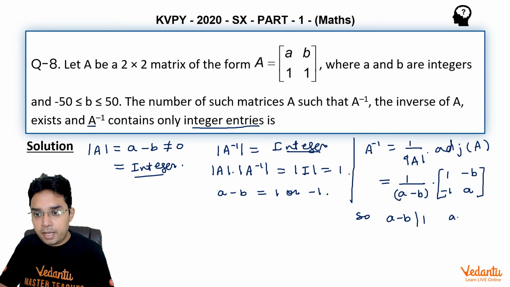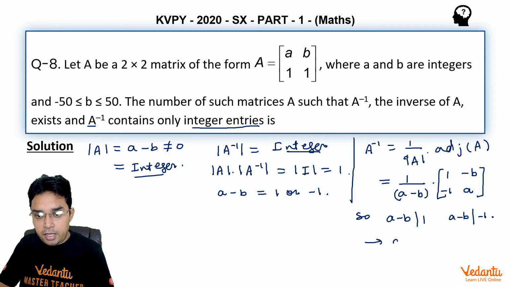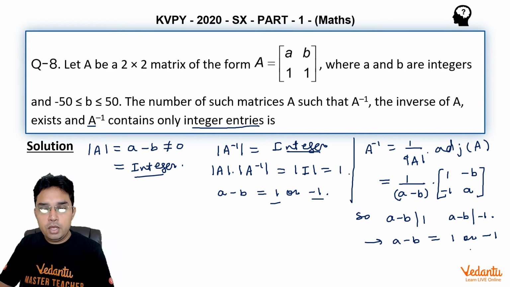and a minus b should divide minus 1 also, and also it should divide minus b and a. So here a minus b can be only 1 or minus 1. So the same thing we have concluded earlier also.